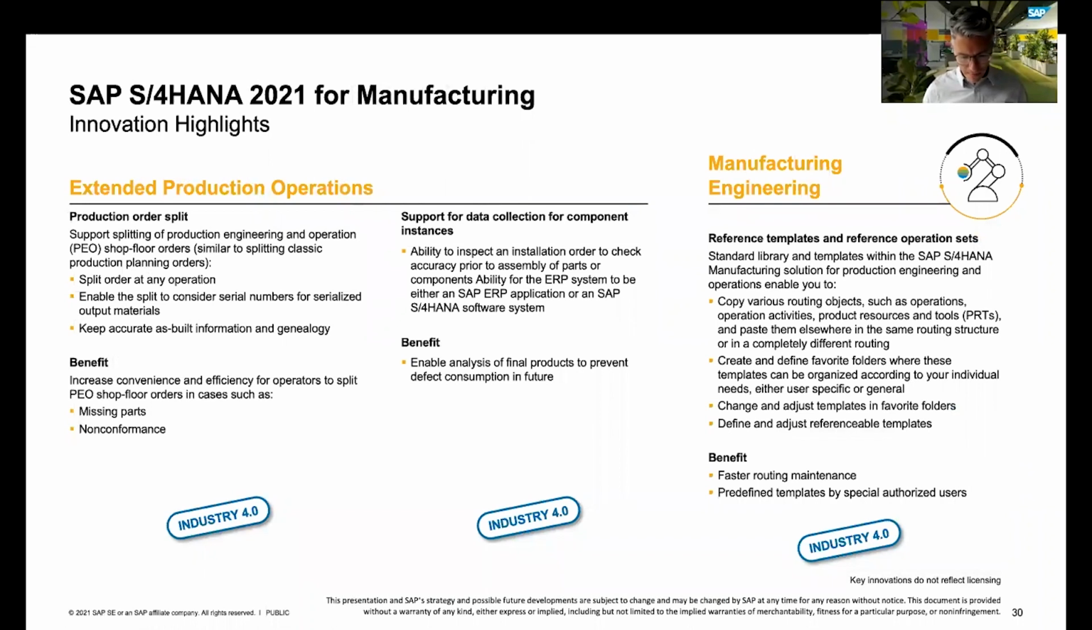Manufacturing for PEO, so production engineering and operation, provides our customers with the tool they need to handle highly engineered and complex products. PEO allows you to effectively manage engineering to manufacturing collaboration and handover, which is absolutely crucial when producing highly engineered products that are subject to continuous design change, for example, due to regulatory requirements. So here's some more example of innovation along the Industry 4.0 journey. More efficiency in the PEO, embedded analytics here in that case to prevent defects.